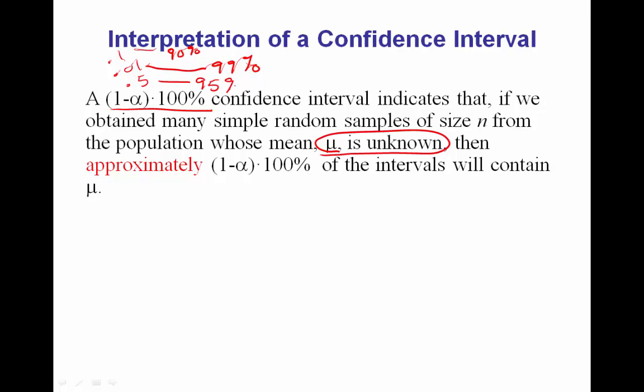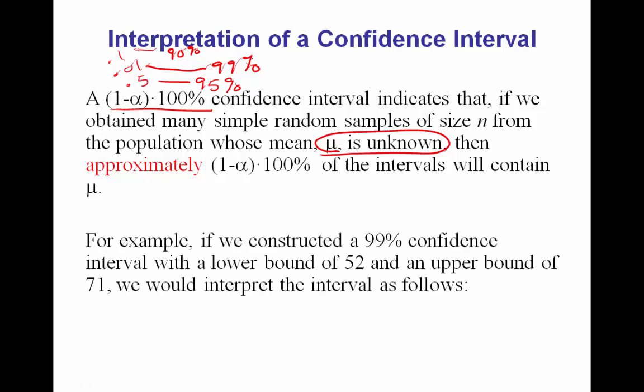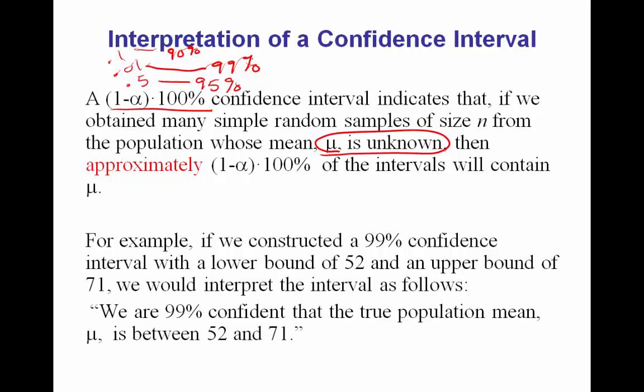So remember, those are just that 1 minus alpha. Those are just telling you your 90, 99, or 95% confidence levels. For example, if we construct a 99% confidence interval with a lower bound of 52 and an upper bound of 71, we would interpret the interval as follows. We are 99% confident that the true population mean is somewhere between 52 and 71, and we write the confidence interval as an interval.